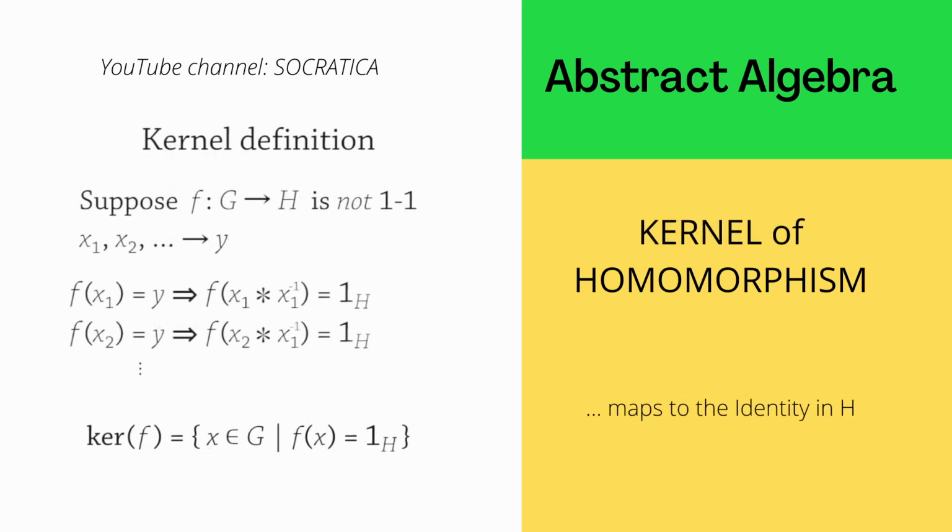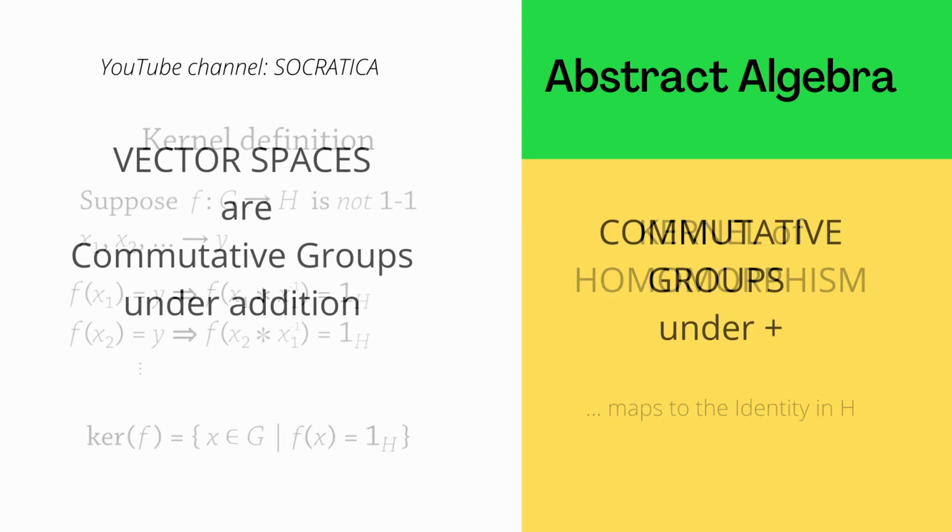Another wording you might encounter is the kernel of a homomorphism. Now, it maps to the identity in H, and a kernel definition is given here, but let me summarize it in some words. A homomorphism sends identities to identities and inverses to inverses. But there are multiple elements in G which all map to the identity in H. Those elements we call the kernel of F. The kernel is a property of the homomorphism.